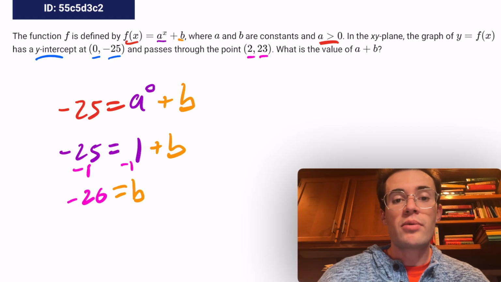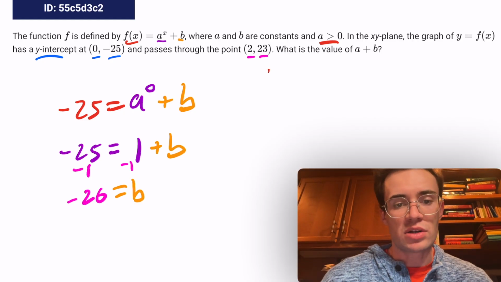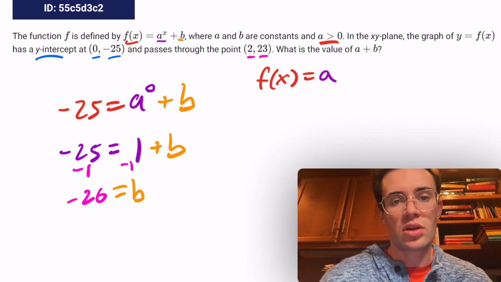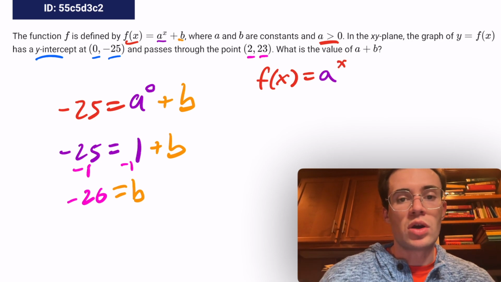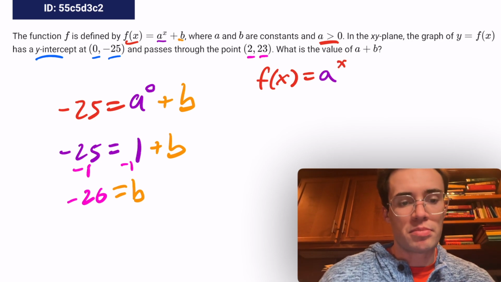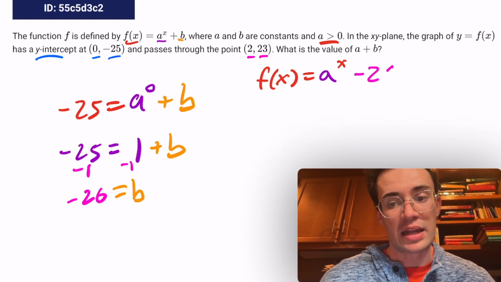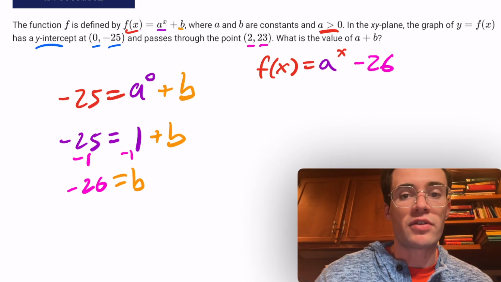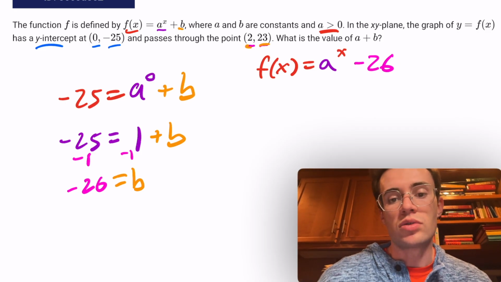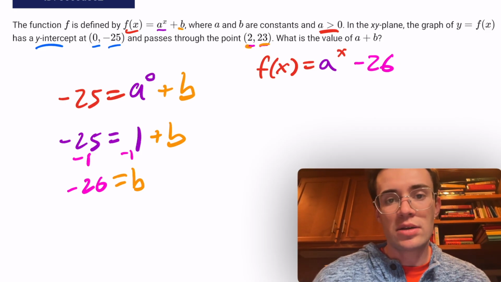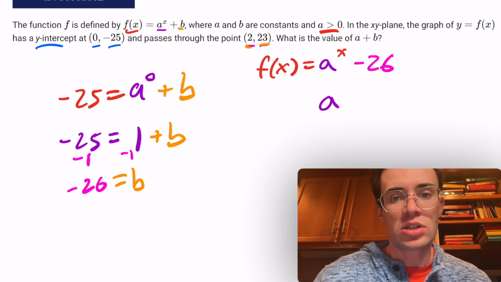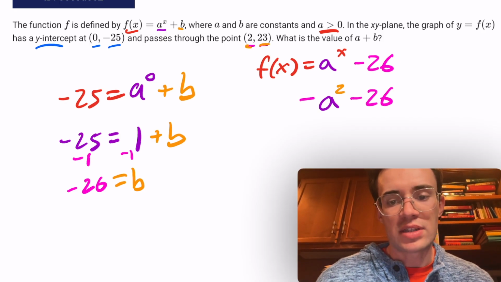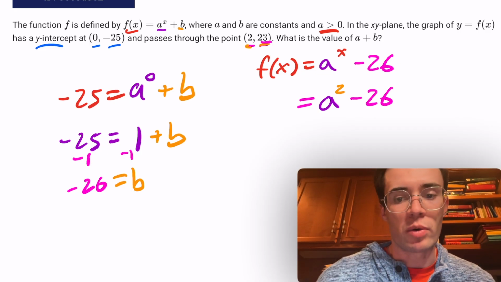All right, so now that we have b, we can rewrite this function. We have f of x is equal to a to the x power. We still don't know what a is, but we do know what b is now. Plus b means minus 26 because it's plus a negative 26. So this is our function. We need to solve for a, and we can now solve for a using this point, (2, 23). So when x is equal to 2, we'll say a to the 2 power instead of a to the x power, minus 26. That gives us an output, an f of x value, of 23.